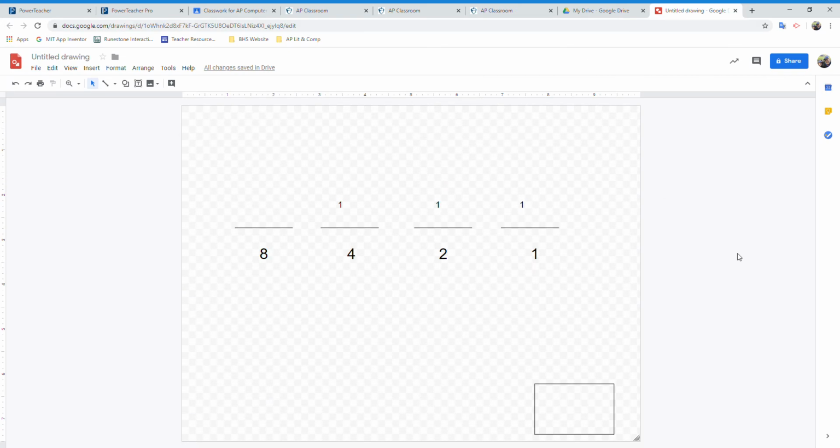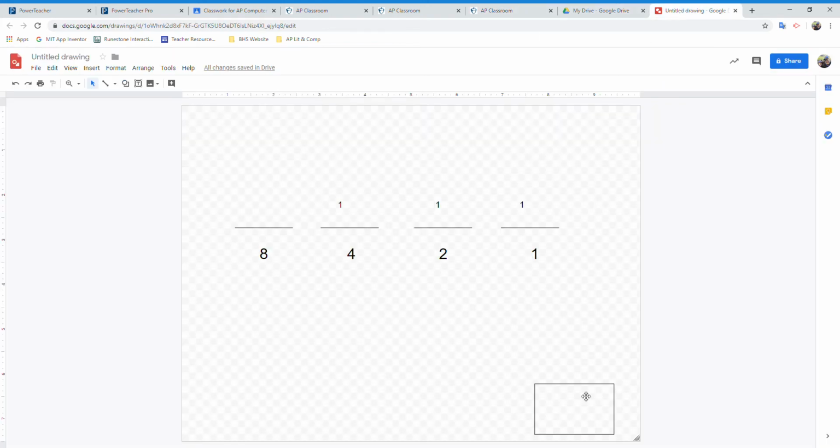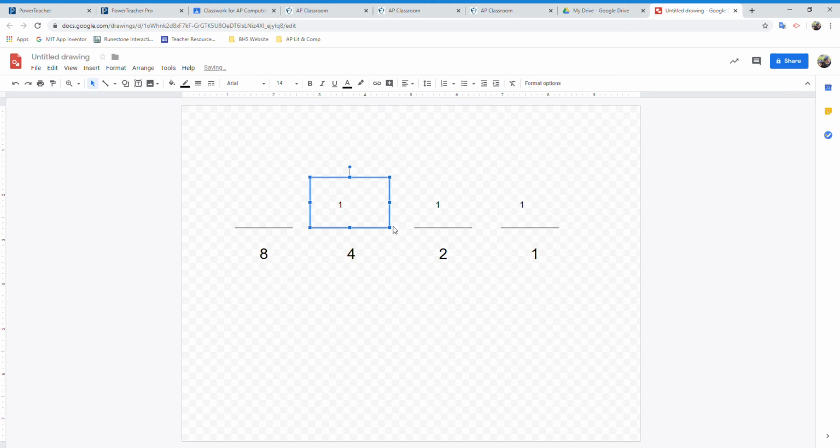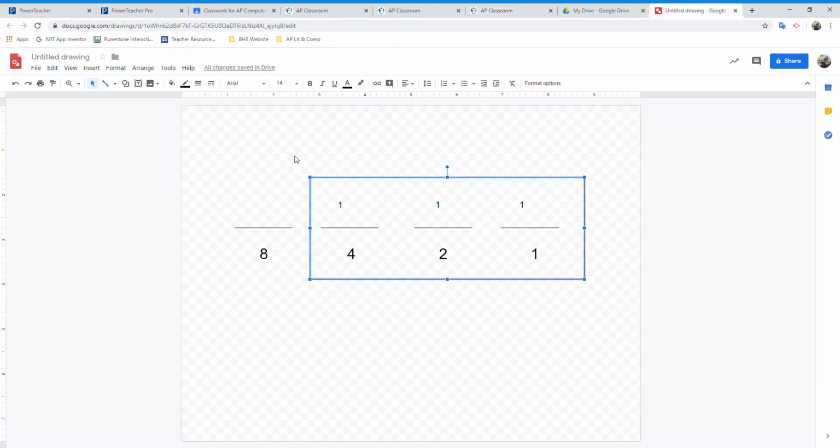Let's take a look at the binary system. If you look, the question said 3 bits to represent integers. Let's take for a second these as our 3 bits: our ones place in the binary, our twos place, and our fours place. And if they're all true, it's 4 plus 2 plus 1. And you all know that 4 plus 2 plus 1 is 7. But the question adds 5 and 3. It's a value of 8, which means I'd have to go over to here and make this a 0, this is 0, this is 0.